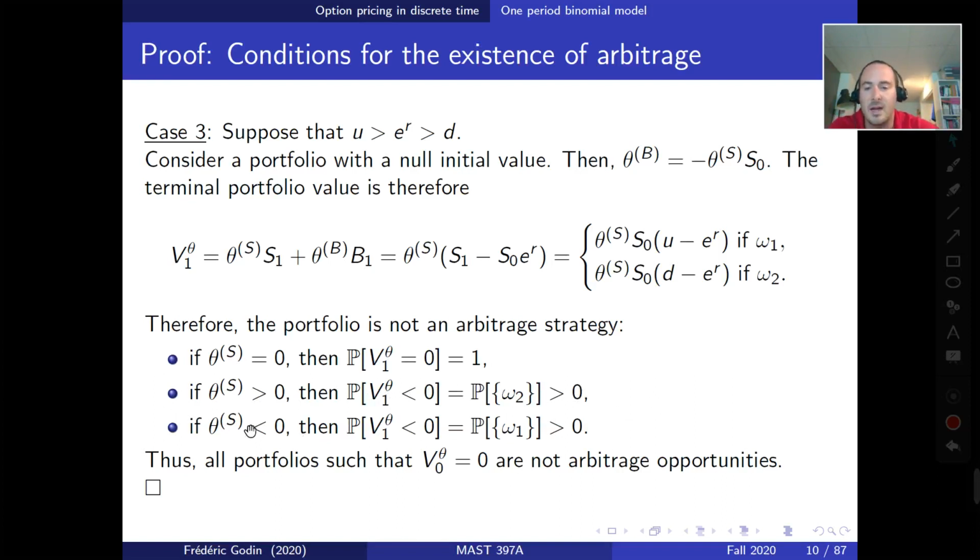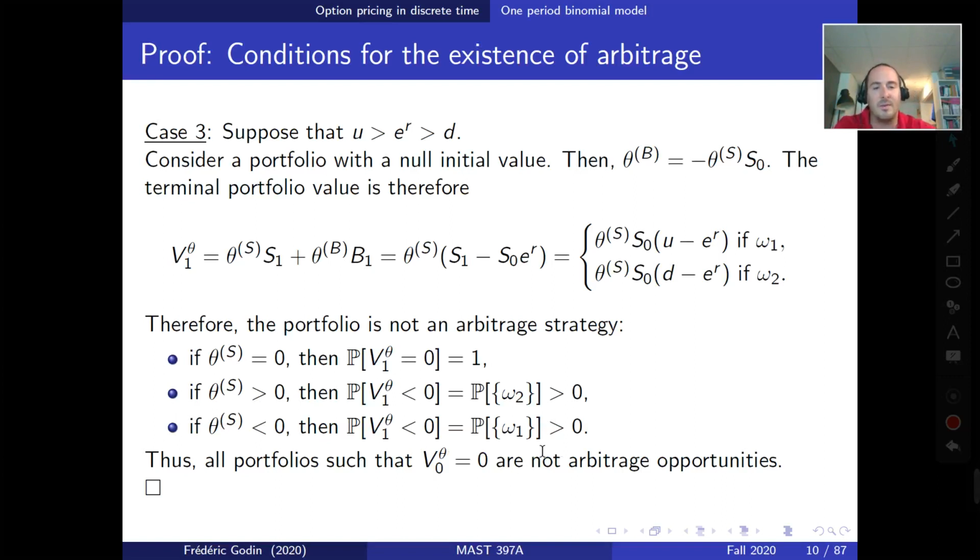And then finally, in the last case, if theta S is smaller than 0, then that first term is negative, and this is positive, this is positive. So the portfolio value under an upward movement of the stock would be negative. Again, the probability of a negative final value of the portfolio at time 1 is the probability of omega 1, which is p, which is strictly greater than 0. So again, the portfolio is not an arbitrage opportunity.